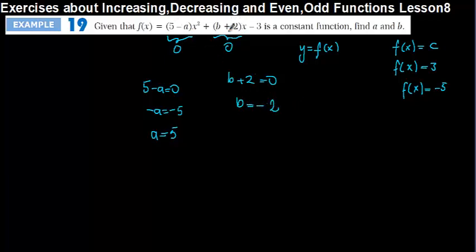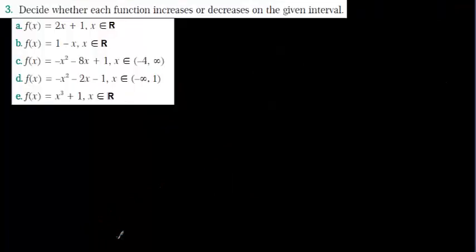When b is equal to minus 2, this expression is going to be equal to 0, then f(x) is going to be equal to minus 3. So it's going to be a constant function. We should try to analyze the functions. First, this is a linear function.